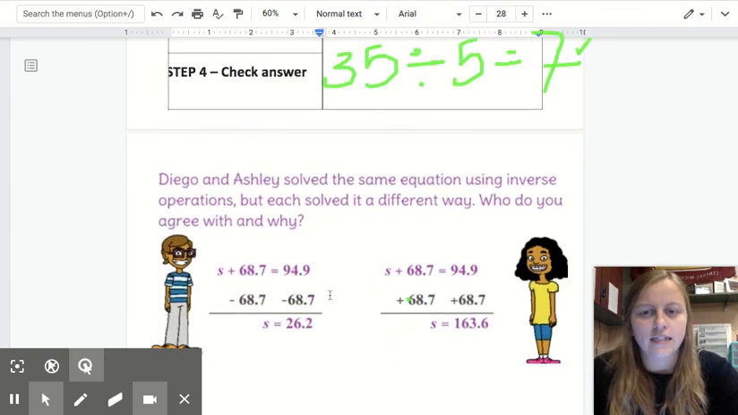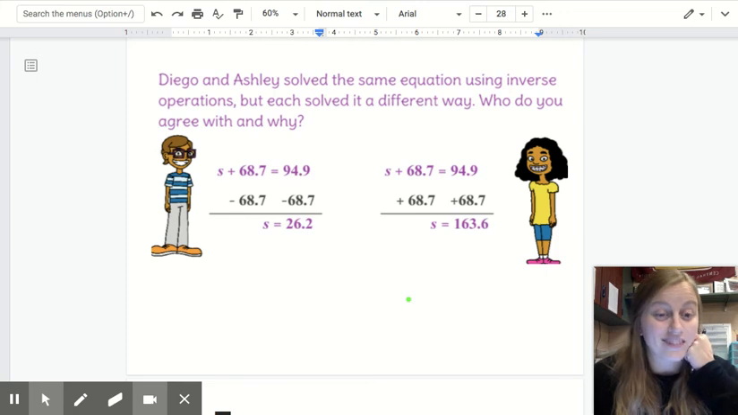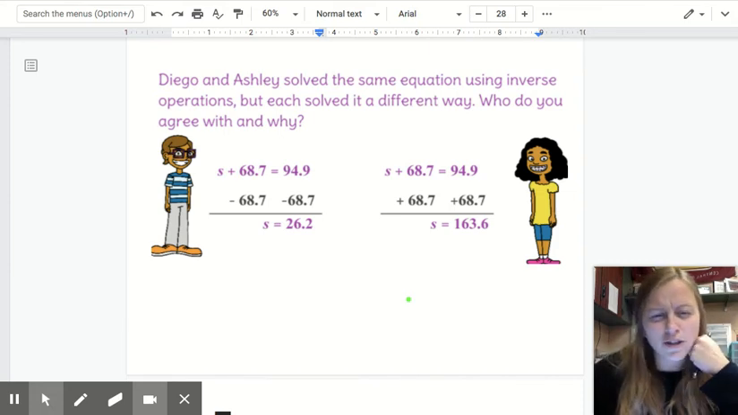Let's go ahead and I want you to find this one. Diego and Ashley solved the same exact equation using inverse operations, but each solved it in a different way and got a different answer. Who do you agree with, Diego or Ashley? Why? Talk with your table. What do you think?